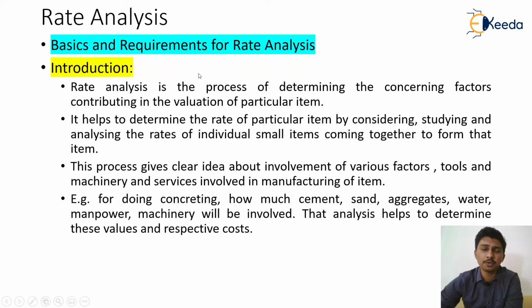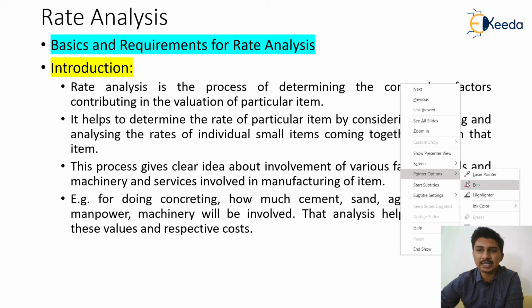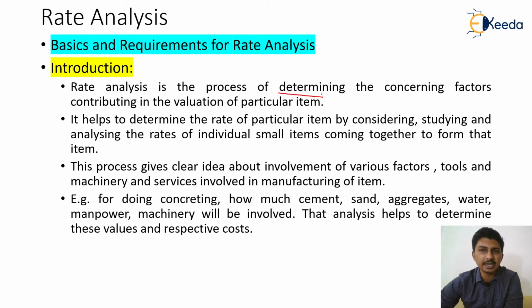First one, as we all know, it's a process of determining the concerning factors contributing to the valuation of a particular item. So what exactly the rate analysis has to say is that it is the process of determining the factors which actually contribute to the cost of that particular item. So in a simple way, if I want to calculate the cost of any concreting, I must be in a position to know how much amount of cement I am going to need, how much sand, how much aggregates, how much water, and the manpower, machinery, etc. Everything that I'm going to need, and what are the rates that are related to those materials. So ultimately, they combinedly together will give the total cost of concreting.